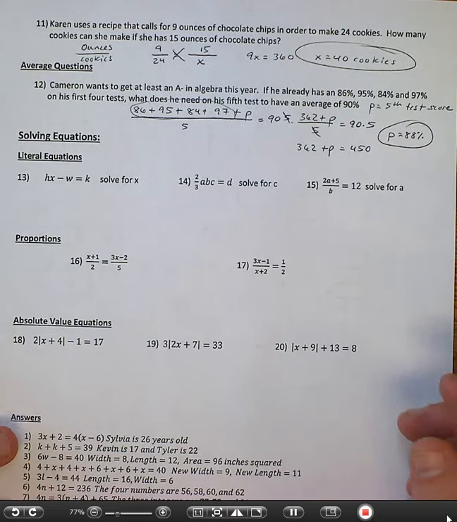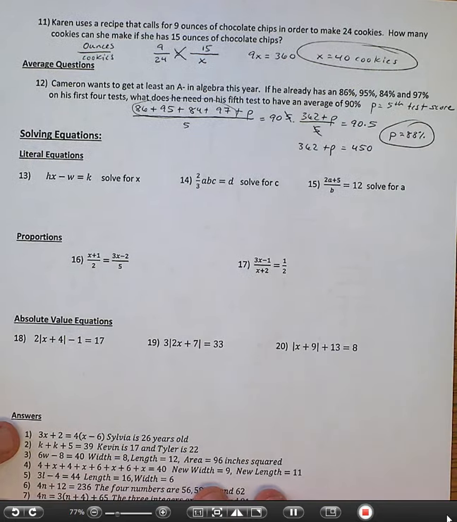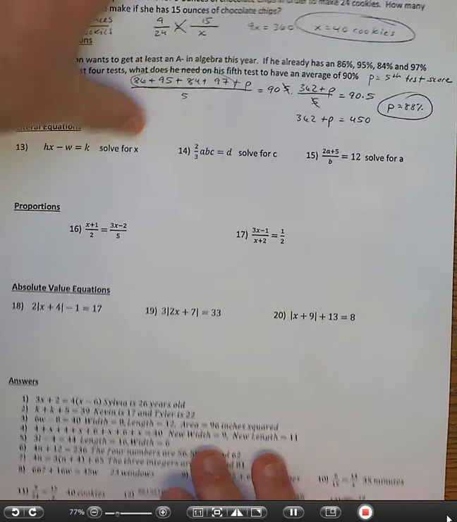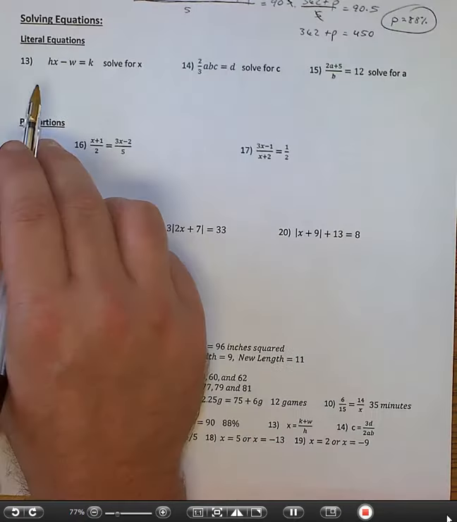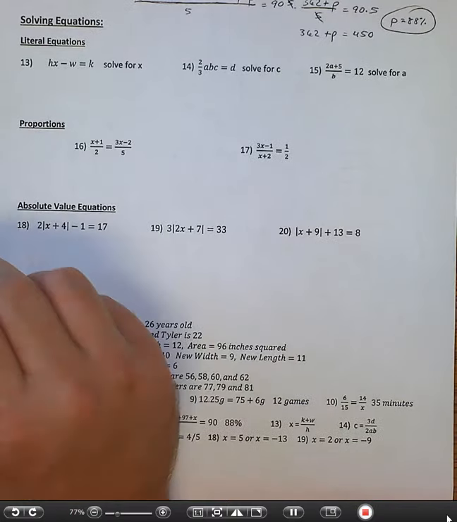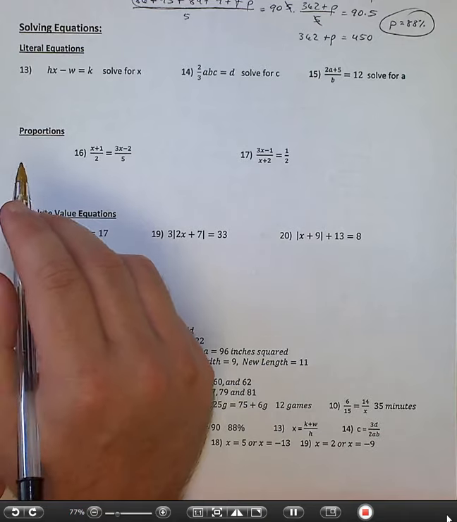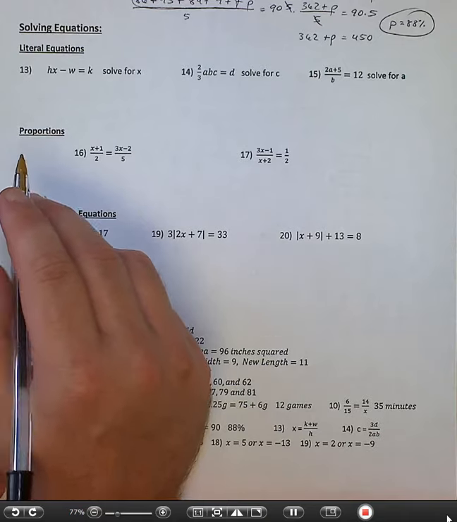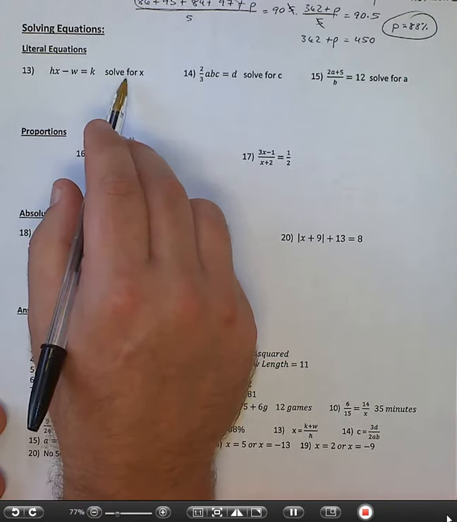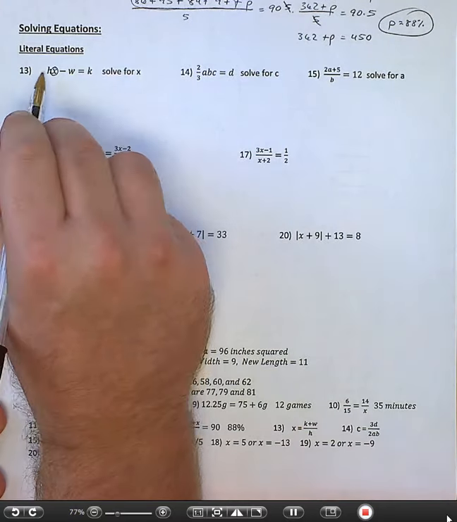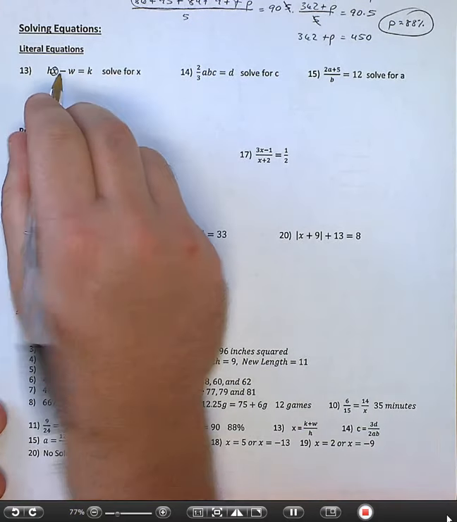Okay. The last several here are just equations now. No more word problems. Number 13, 14, and 15 are literal equations. We call them formulas. Basically, multiple variables. We just want to get one variable by itself. In this number 13, I want to solve for x. So I want to get x by itself, which means I need to move w and h. I do have to move w first by adding it to both sides.